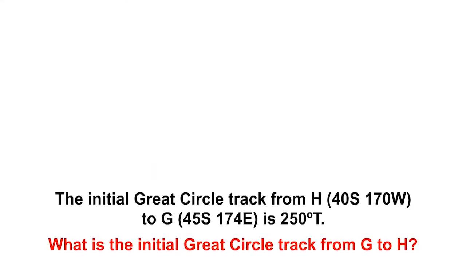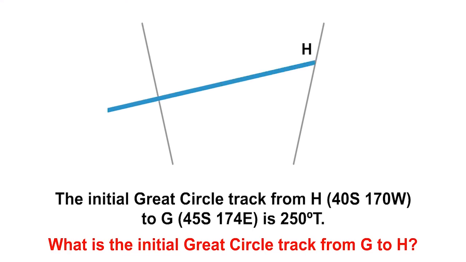We are in the southern hemisphere, so draw in some lines converging southwards. The question says that the track leaves H on 250 degrees true to meet G. So which one is G and which one is H? H must be on the right and come across to meet G on the left.